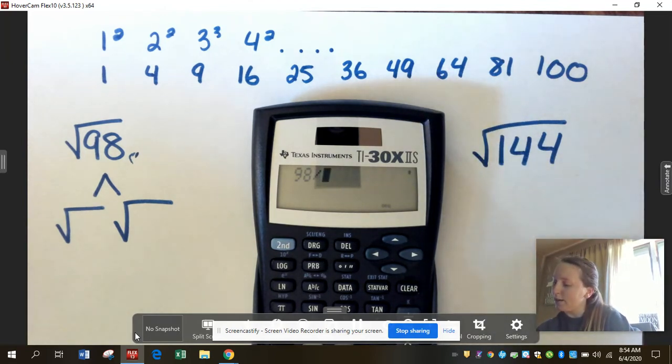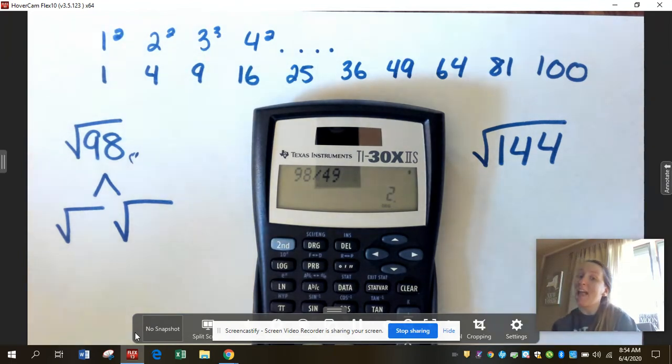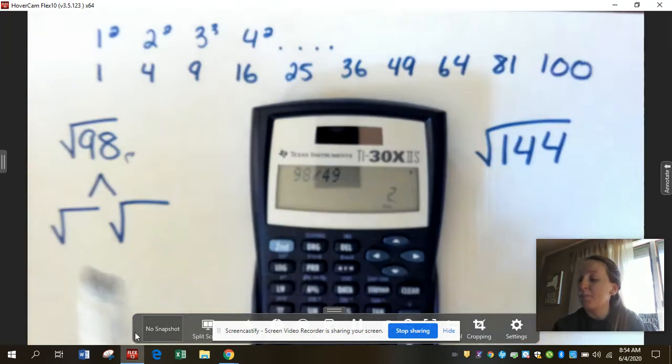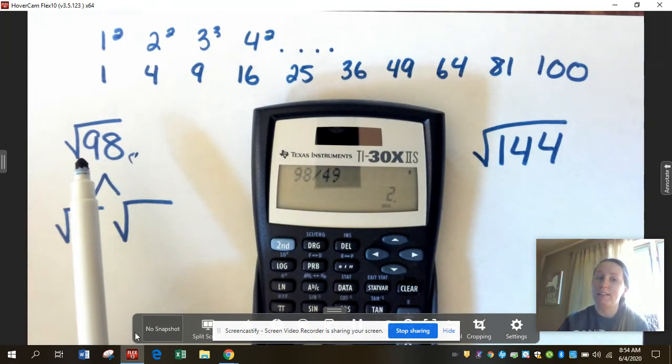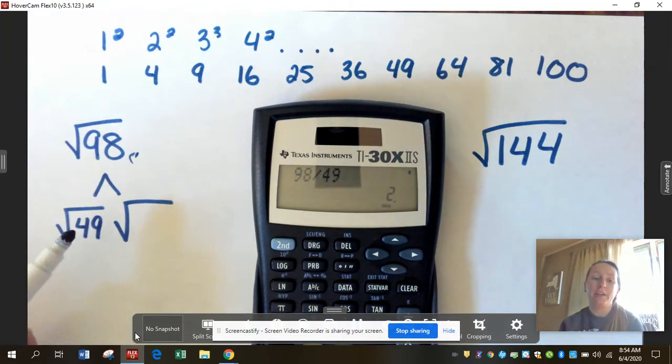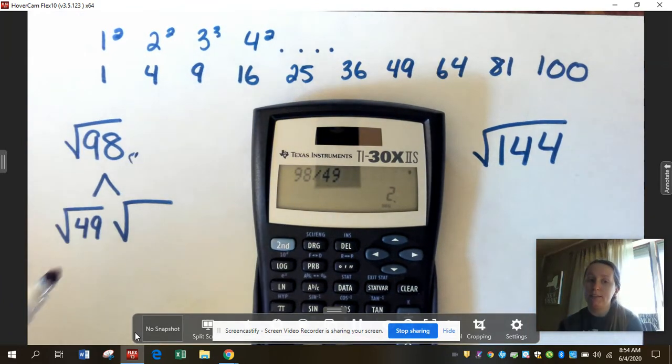98 divided by 49. Now that gets me a good number. So we know that 49 is the biggest number that can divide evenly into 98. So that 49 is going to go right here. It is very important that the number from that list goes in the first square root.